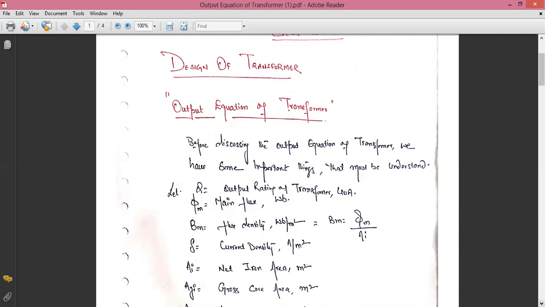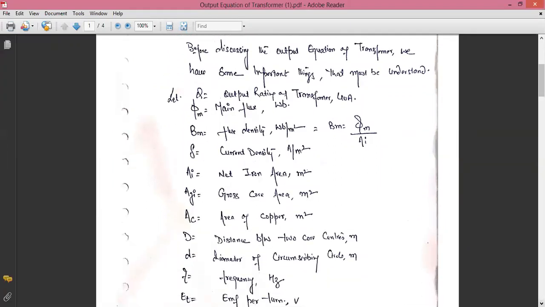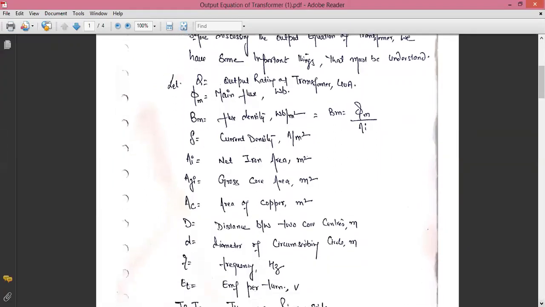After that we have rho, which is called the current density. Its unit is ampere per meter square. Next is Ai, which is called the net iron area. Its unit is meter square. Next is Agi, which is called the gross core area. Its unit is meter square. After that Ac, which is the area of the copper.